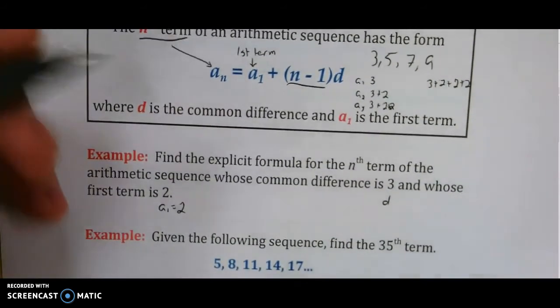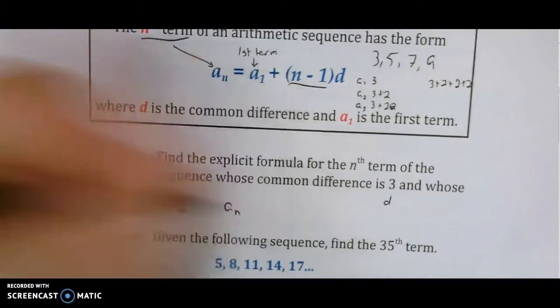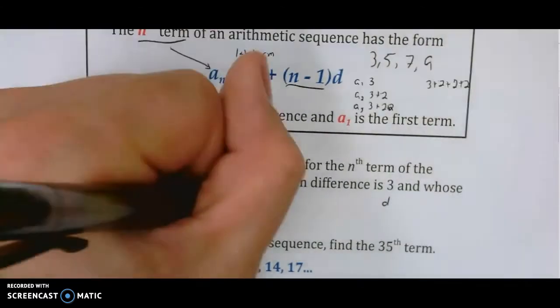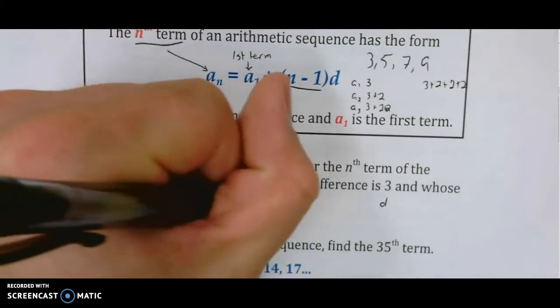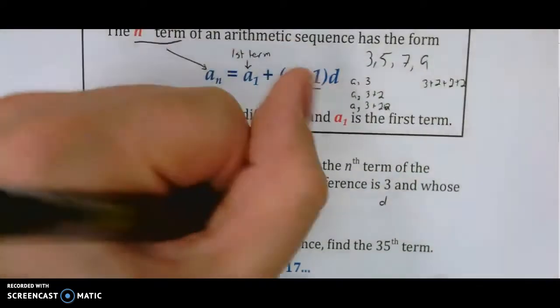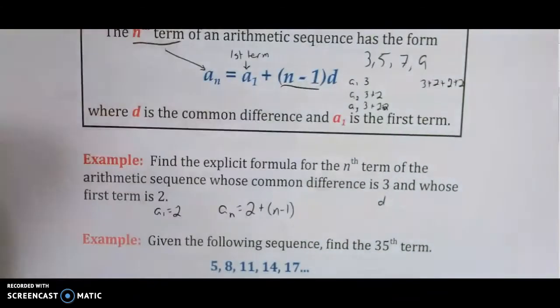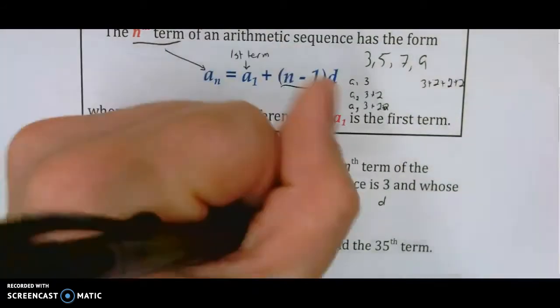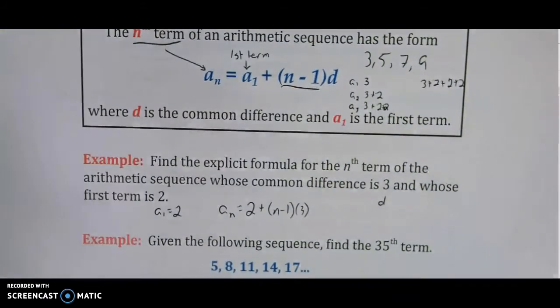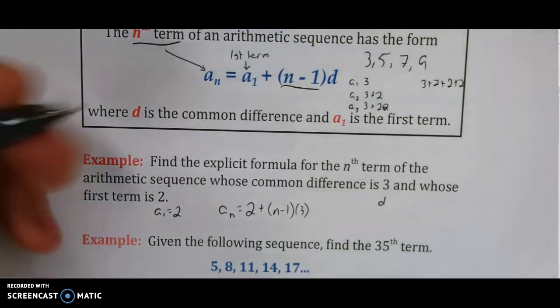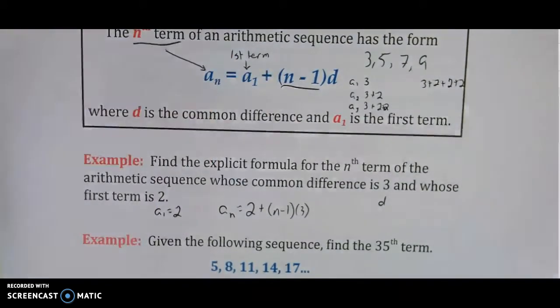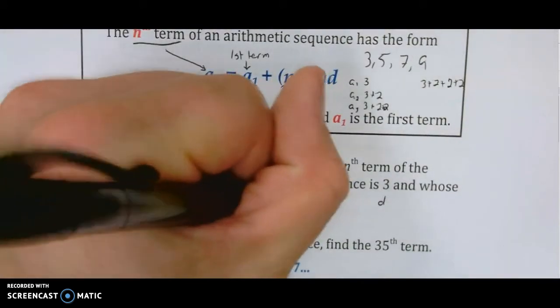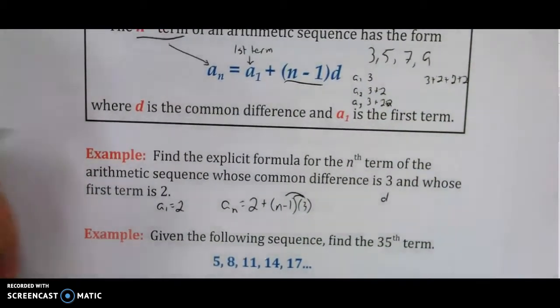So I'm going to plug things into my formula here. We're trying to find a sub n. It's going to equal a1, which is 2, plus n minus 1 times my common difference of 3. So all I've done is plug in a sub 1 and d, and now we're going to distribute, combine like terms, and simplify to be done.